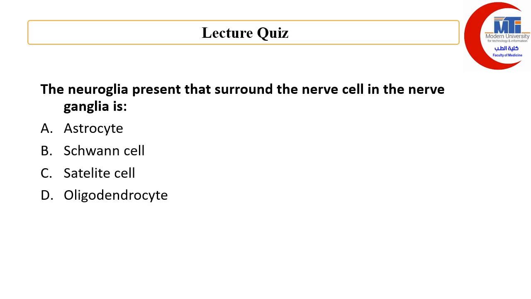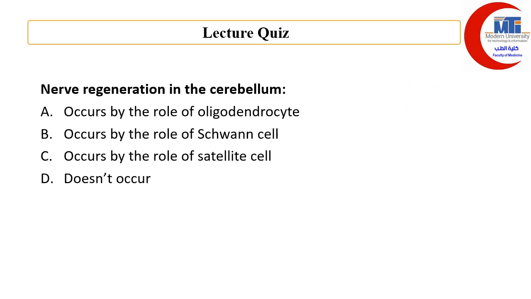The nuclei present surrounding the nerve cell in the nerve ganglia belong to the neuroglia that surround the nerve cells. We call them satellite cells, which are more numerous in the spinal ganglia than in the sympathetic ganglia. Nerve regeneration in the cerebellum? No, there is no regeneration in the cerebellum, or in the central nervous system at all.